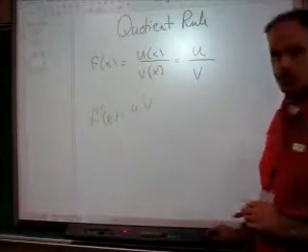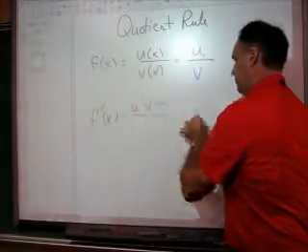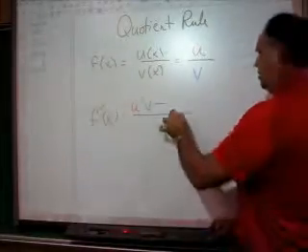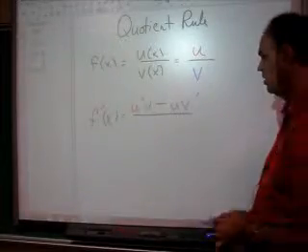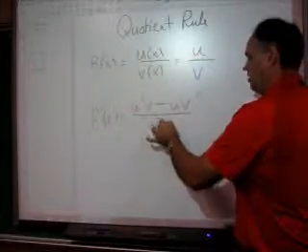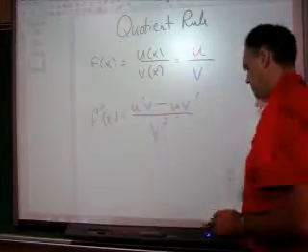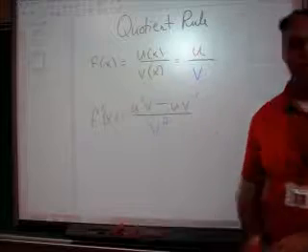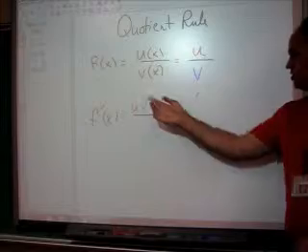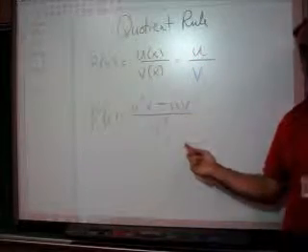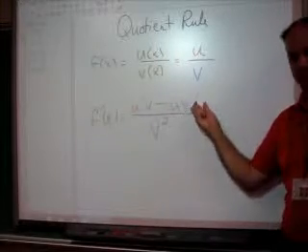times the v denominator function, and then we subtract the u times the derivative of v, and we divide that by the v function squared. And again, you'll find that in the front cover of your book. So derivative of the numerator times the denominator minus the numerator times the derivative of the denominator.